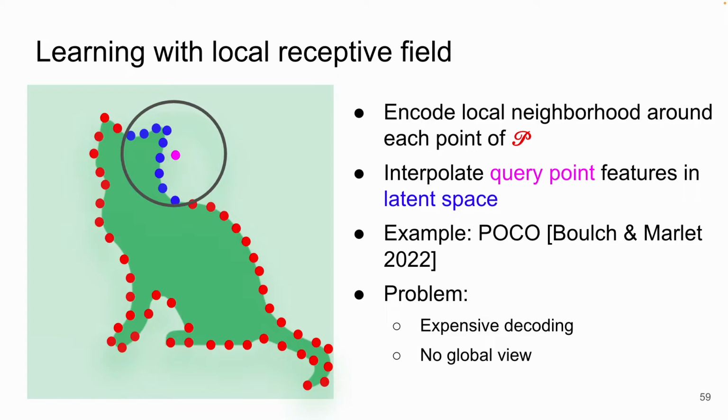The problem here is that for decoding, we now need to do a nearest neighbor search and an interpolation. And we also have no global view anymore.